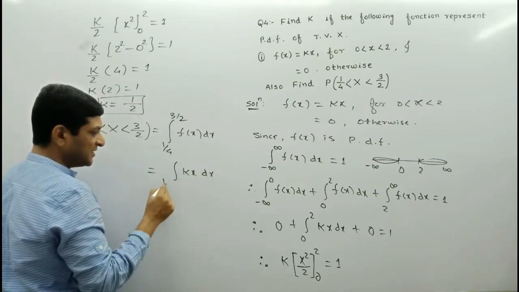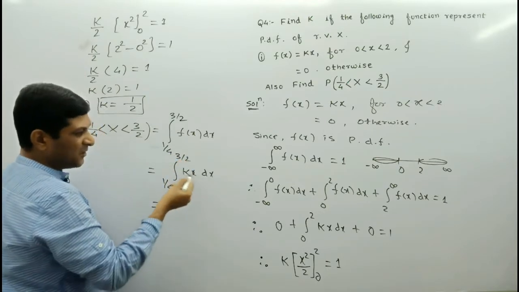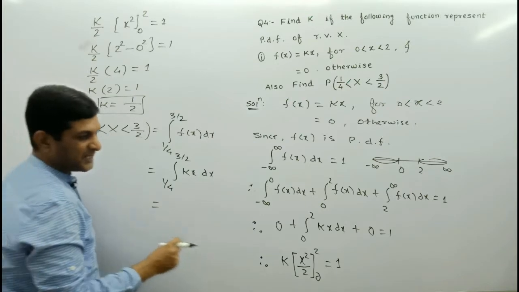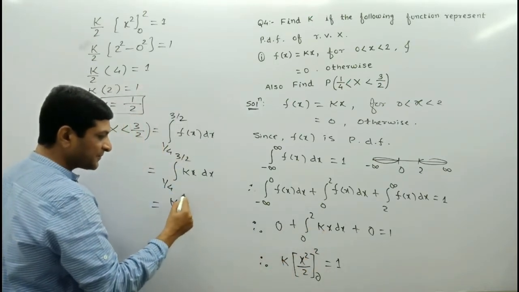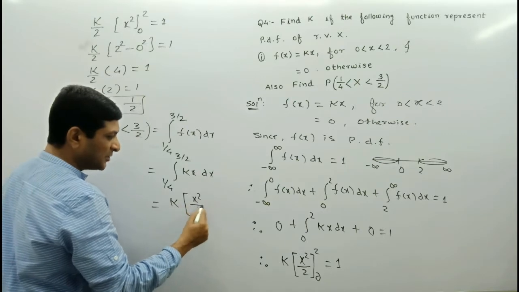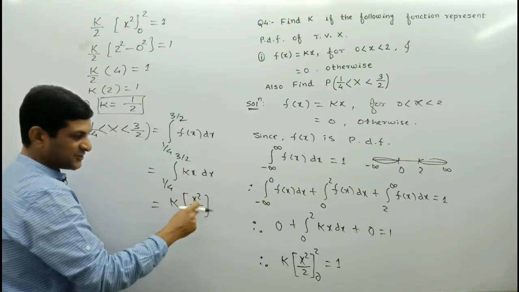dx, keep it as it is. Here 1 by 4, keep it as it is. 3 by 2 also as it is. So here already we have seen that integration of kx will be equal to what? K into x square by 2, because k is a constant, keep it as it is. Integration of x is x square by 2.